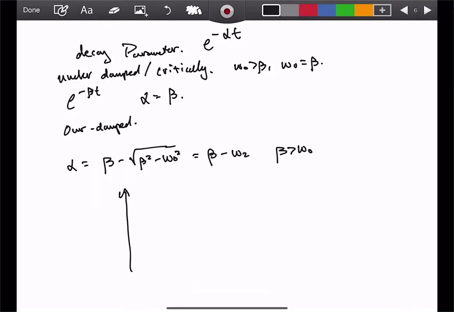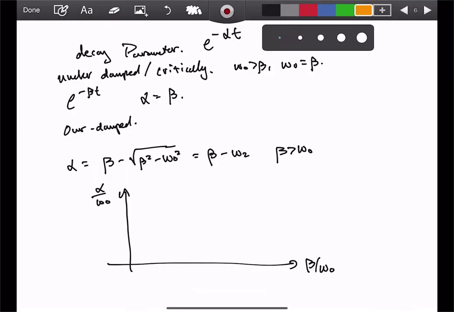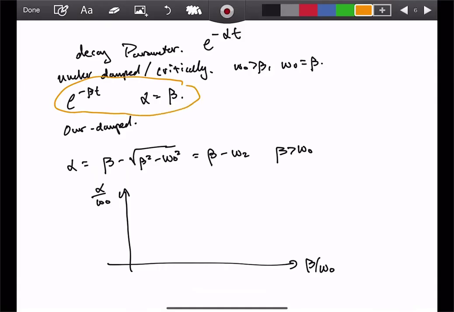So if I plot these, let's do this as alpha over omega 0, and let's plot this as beta over omega 0, just to make it dimensionless. Here, we're going to get a linear relationship between the critically damped and the overdamped. This is going to increase like this until it gets to 1, where this also gets to 1, which means that alpha is simply equal to beta until I reach the maximum value, which is when omega 0 is equal to beta. In that case, I'm going to get 1.